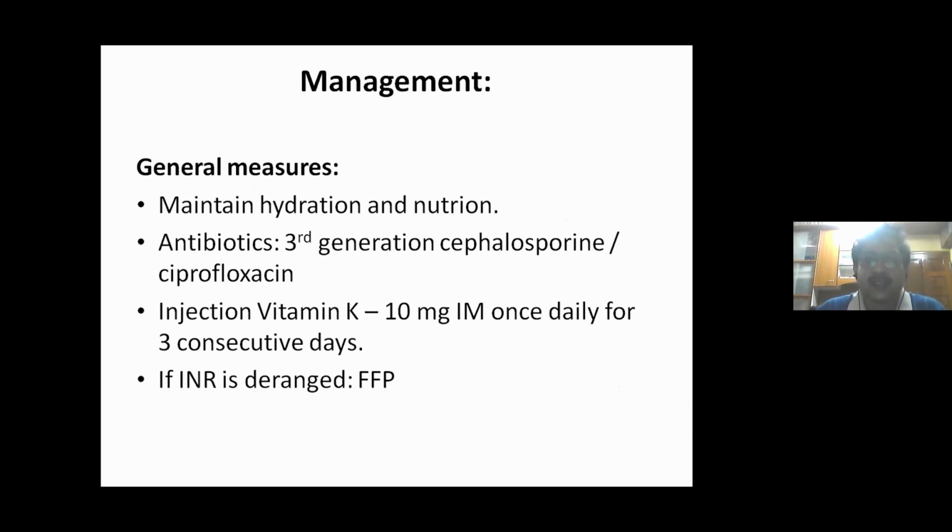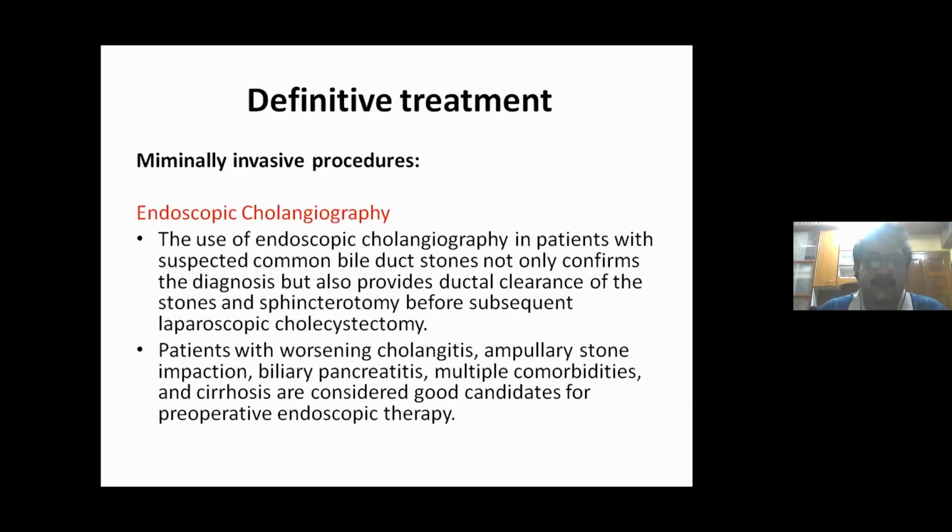Third generation cephalosporin or ciprofloxacin should be given either orally or IV. Injection vitamin K 10 mg IM once daily for 3 consecutive days. If INR is deranged, give FFP.